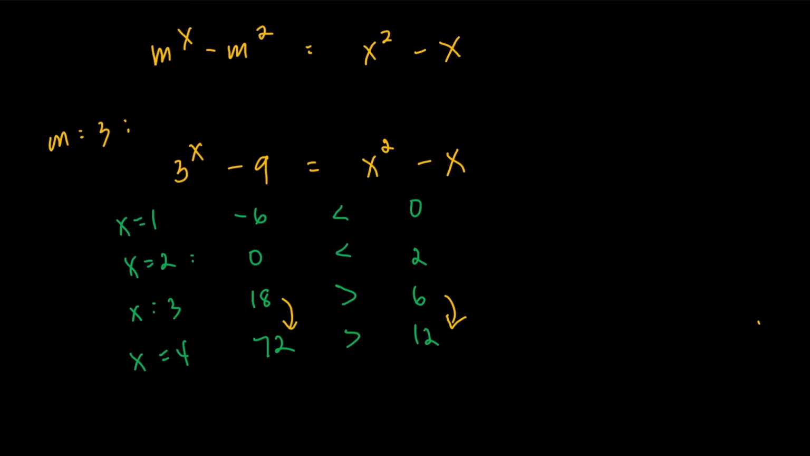Now, instead of doing trial and error for m, I'm going to try substituting values of x, because at least for m equals 3, x equals 3 seems to be the place where it's going to overtake. So let's do some trial and error on x now. I haven't done trial and error on x technically. All this time I've been doing trial and error on m.